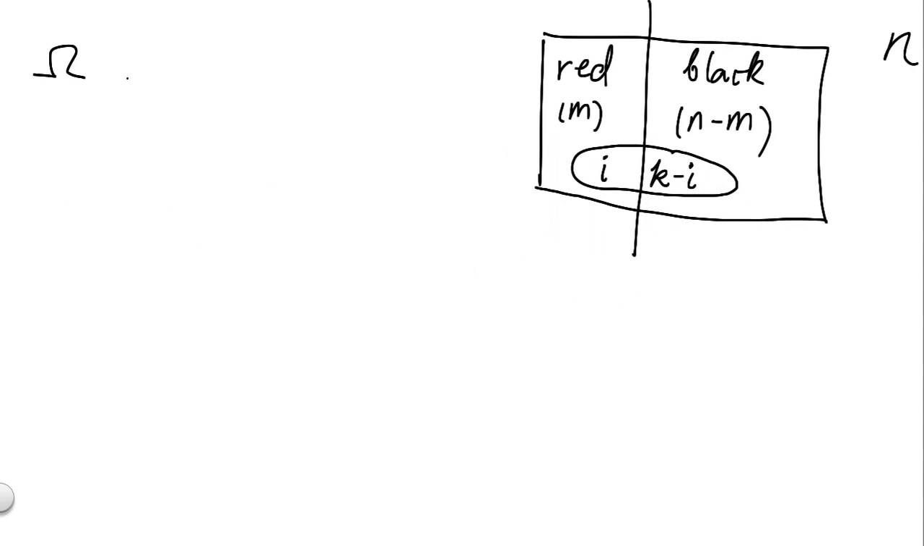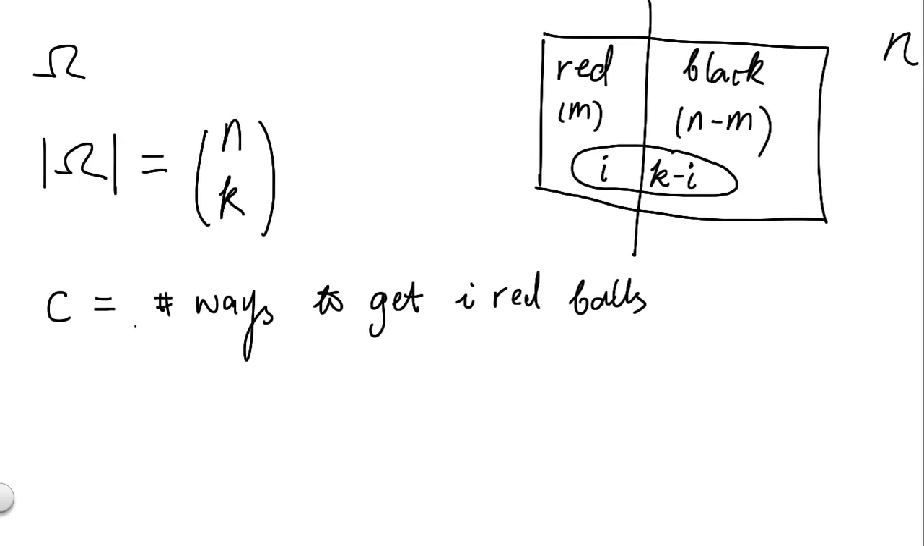To start, we'll define our sample space omega as the set of all ways to draw k balls out of n balls. And from a simple counting argument, we know the size of our sample space is hence n choose k, which is the total number of ways to draw k balls out of n balls. Next, we'd like to know how many of those samples correspond to the event that we're interested in. In particular, we would like to know C, which is equal to the number of ways to get i red balls after we draw the k balls.